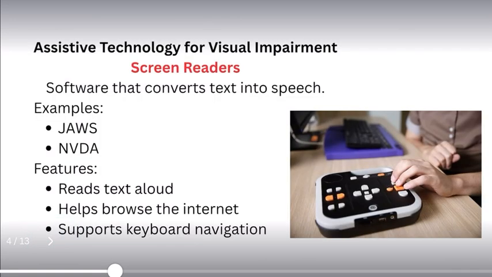Now let's deal with the technologies which help us overcome these issues. First is assistive technology for visual impairment. First one is screen readers. These are software which convert text into speech. JAWS and NVDA are examples. For visually impaired people, rather than facing difficulty with the text, they can have the text read aloud, which also helps in browsing the internet.